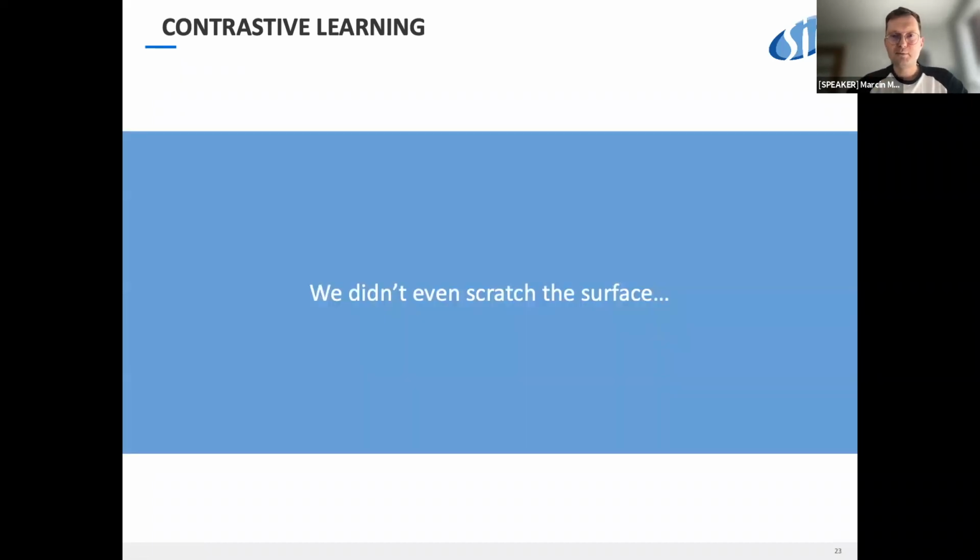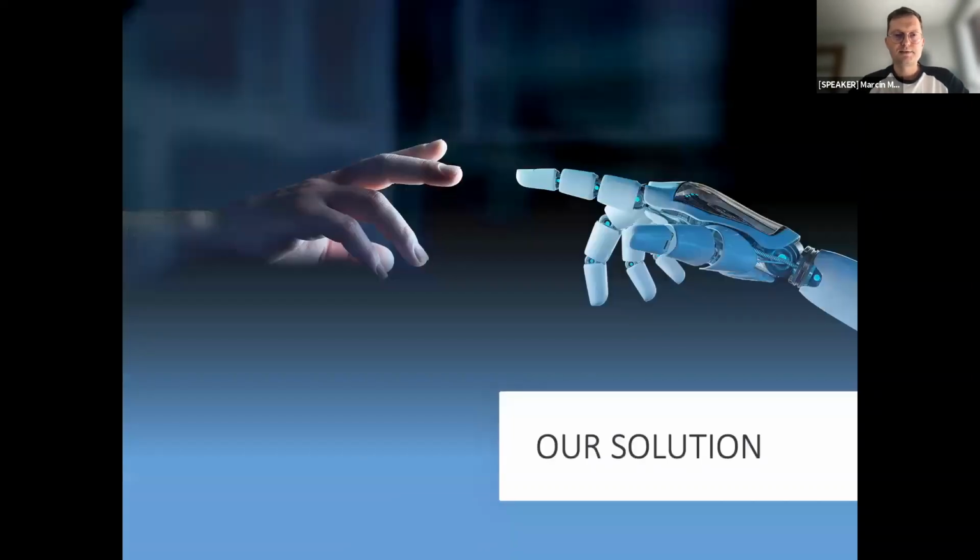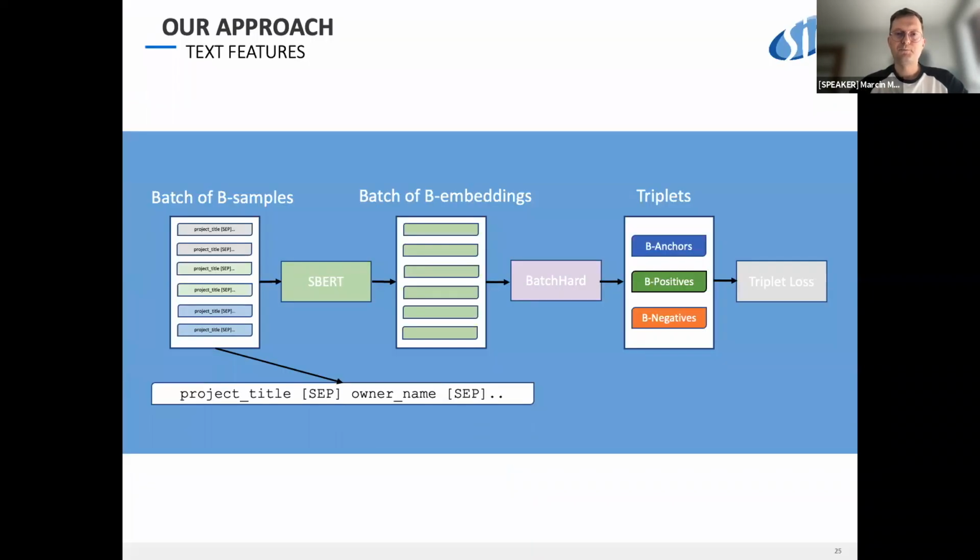I just presented two approaches, one supervised and one unsupervised, but there's way more to learn. However, I believe that at this moment, all of you should have a good understanding of the basic concepts that will allow you to fully understand the method that we created internally in SII. So our solution, let's take a look.